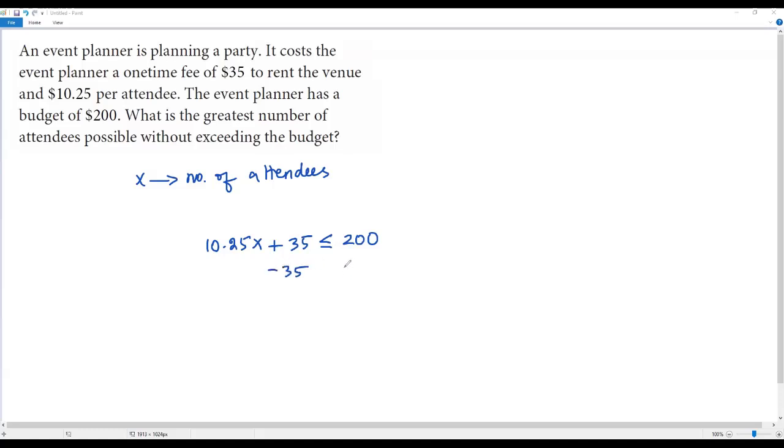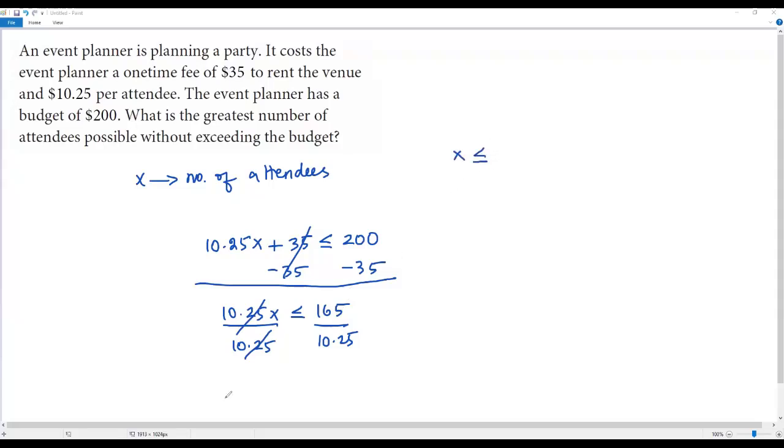Now let's solve for X in this inequality. For that I have to subtract 35 from both sides. When I subtract 35 from both sides, positive 35 and negative 35 cancel out. I'm getting 10.25 times X less than or equal to 165, since 200 minus 35 is 165. Now to solve for X, I divide both sides by 10.25, so the 10.25s cancel out. So X is less than or equal to 165 divided by 10.25, which is 16.097, and it keeps going.